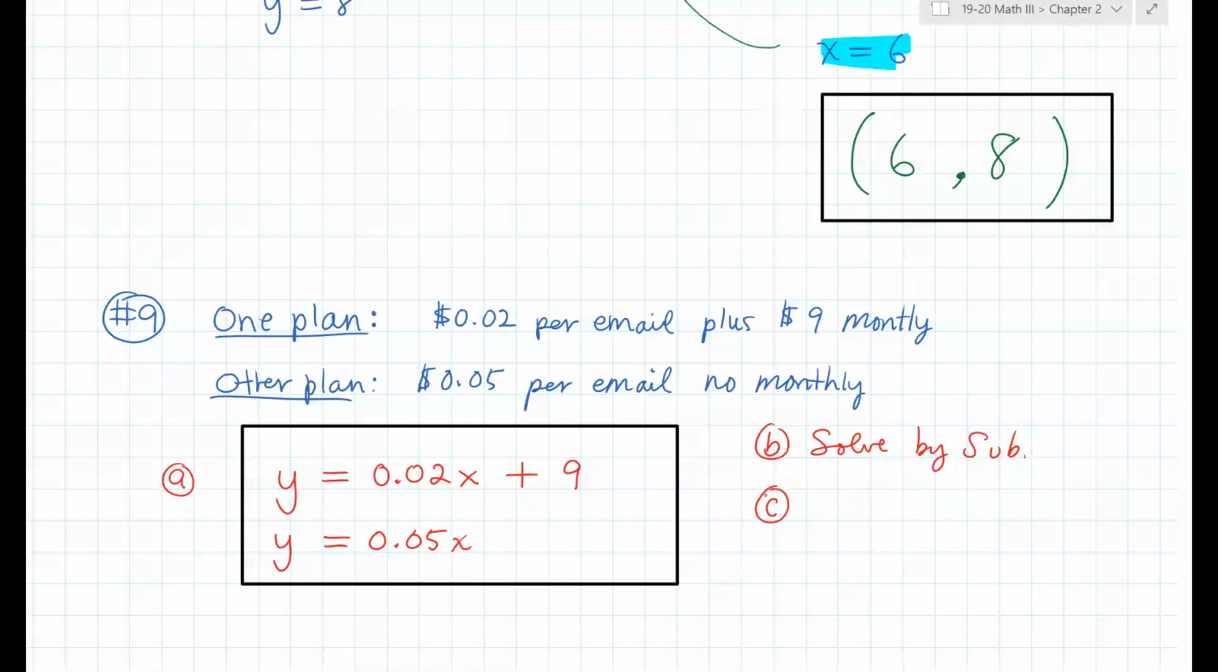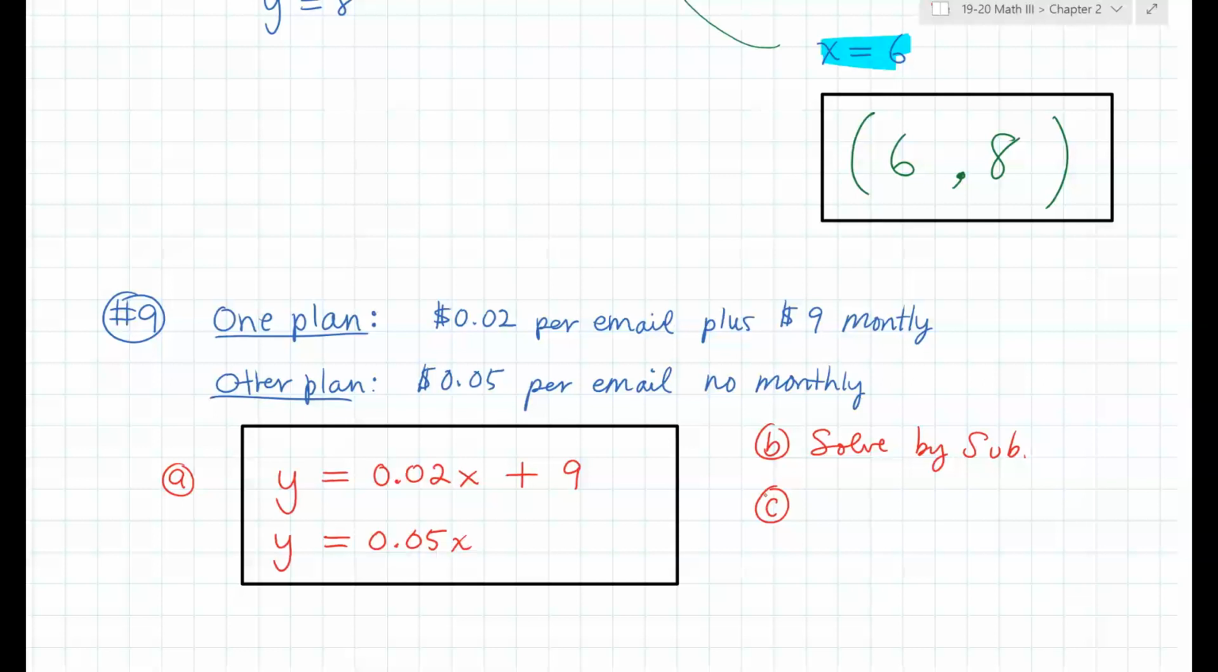Okay, now for part C, it says if you send and receive about 500 email messages per month, which plan would you use? Now notice the receive part doesn't really matter too much. You're sending and receiving. In other words, emails are occurring, okay? So if you send and receive 500 email messages per month, which plan should you use? You have equations for both plans. Y equals 0.02 times the number of emails plus 9, or 0.05 times the number of emails. They say, what happens if you choose 500 emails?